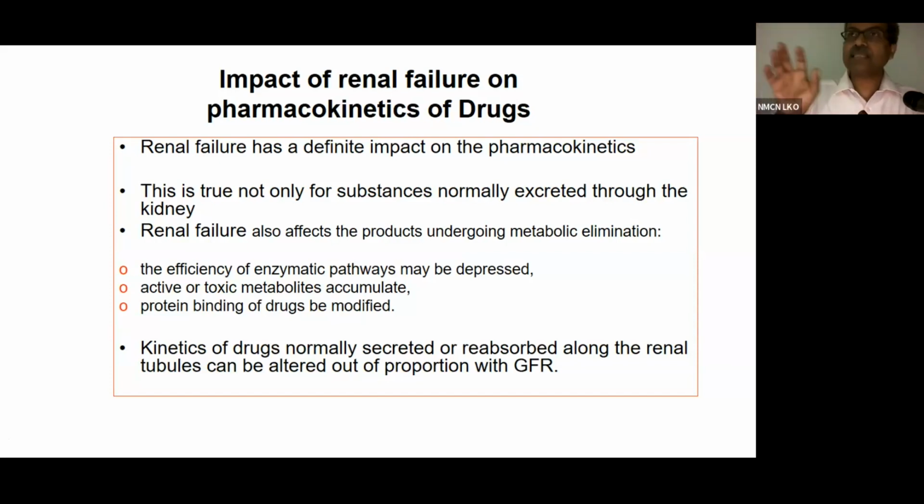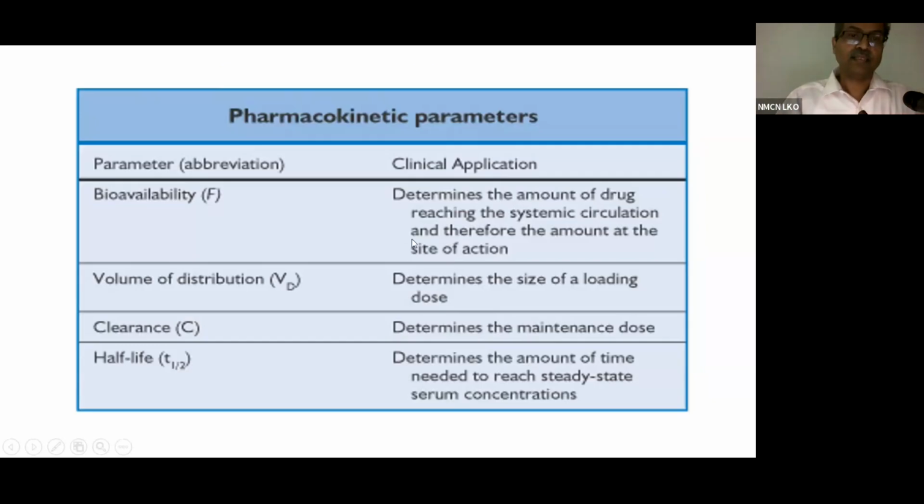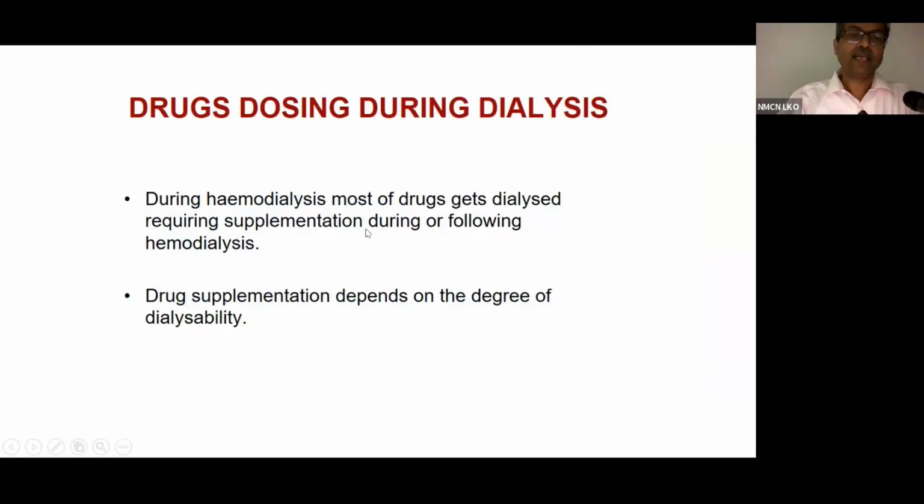So this is a complex scenario. What is the serum albumin value? What is the degree of renal failure? How is it accumulated? As for volume of distribution, most of the time in renal failure patients who are passing less urine, most of the patients have a larger volume of distribution.